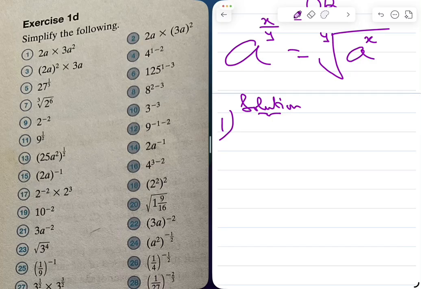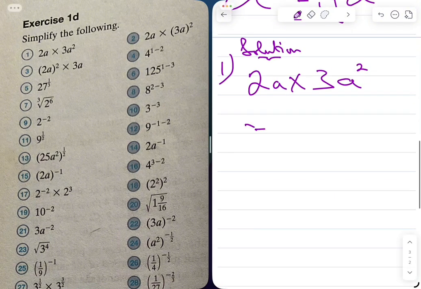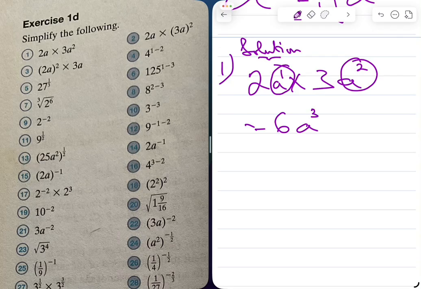Number 1, 2a times 3a raised to power 2. That's equal to 2 times 3, that's 6. And now we do a times a raised to power 2. That will be a raised to power, a is the same as a raised to power 1. So a raised to power 1 times a raised to power 2 is the same as a raised to power 1 plus 2, which is a raised to power 3. Now to the next one.